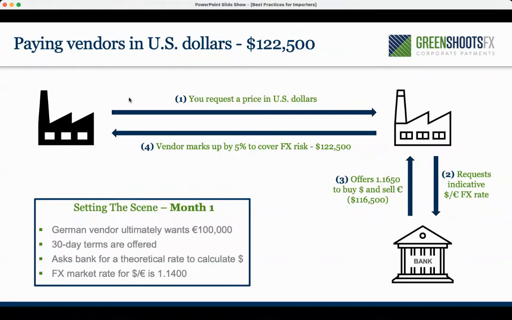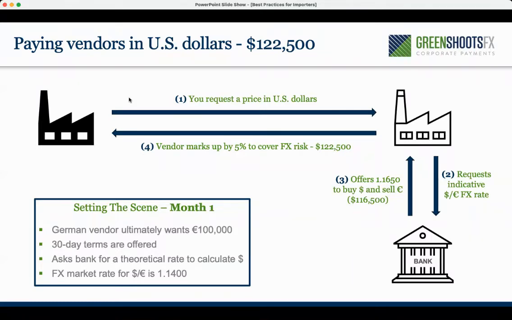So the German vendor, having received the request from you for a price in US dollars, needs to figure out what that price is going to be, given that they want to receive 100,000 euros. So they'll ask their bank, which will provide them the rate, which is going to be overinflated because of the margin. And in this example, the bank has marked up to 1.1650. The vendor now knows they need to invoice at least 116,500.